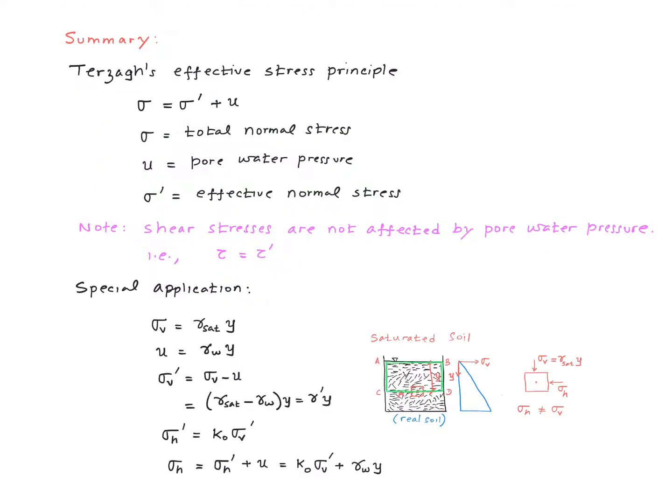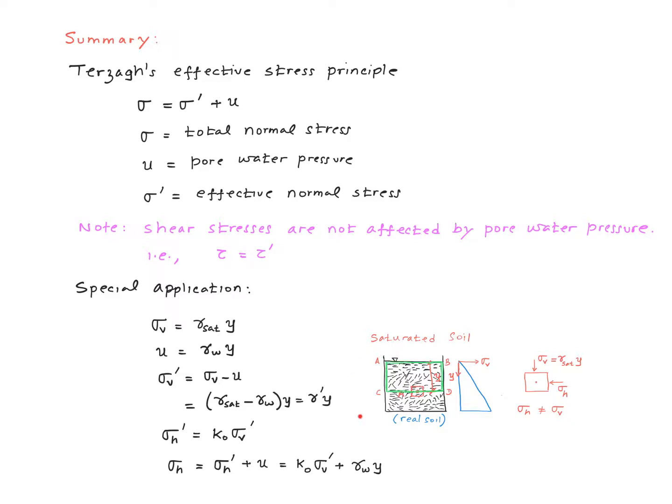Here's a summary slide from one of the earlier videos on Terzaghi's effective stress principle, a useful starting point for doing the problem we have at hand here. This is Terzaghi's effective stress principle: sigma equals sigma prime plus u. Sigma is the total normal stress, u is the pore water pressure, sigma prime is the effective normal stress.